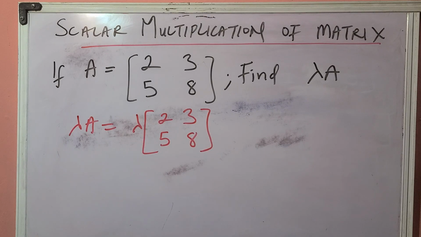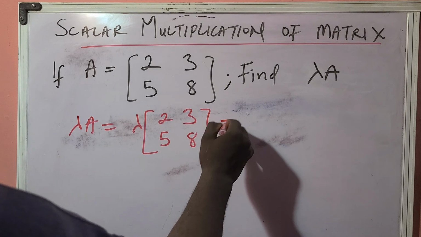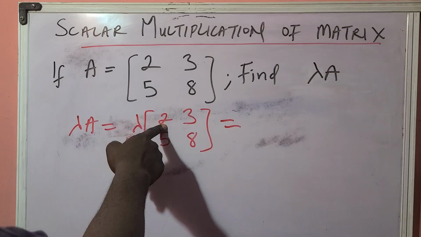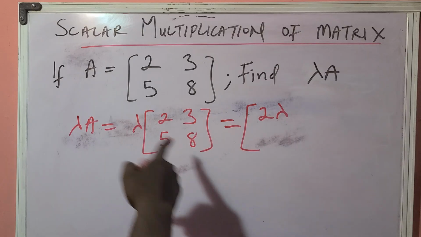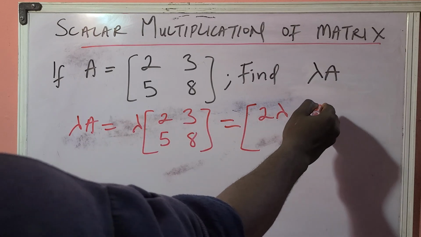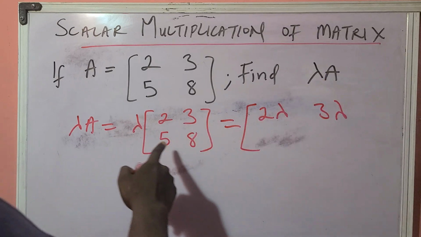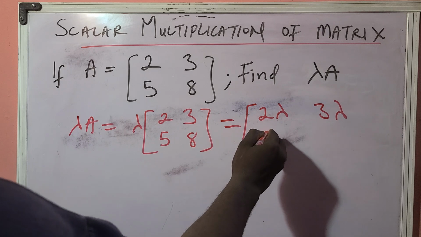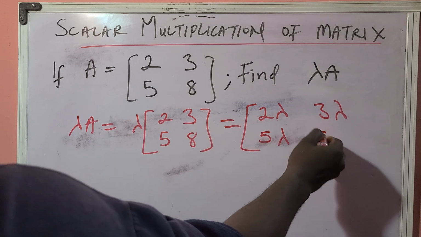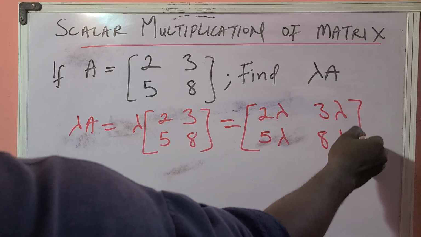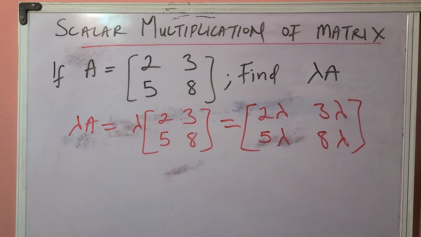So all you have to do to resolve this is to go on and multiply each of the elements. That will be lambda times 2. You will be having 2 lambda. Lambda times 3, you'll be having 3 lambda. Lambda times 5, you'll be having 5 lambda. And lambda times 8, you'll be having 8 lambda. So this is how you resolve scalar multiplication.